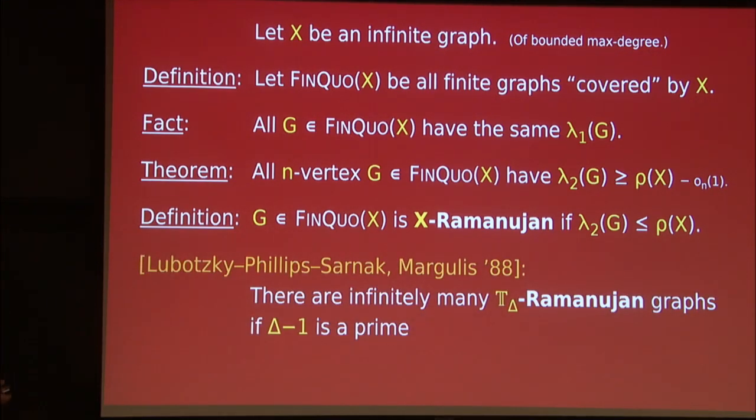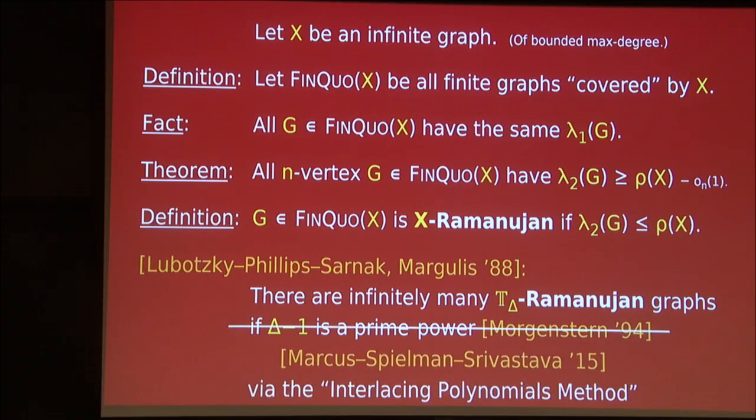OK, so Lubotsky, Phillips and Sarnak, and Margulis in 1988 showed that when X is the infinite delta regular tree, there are infinitely many X Ramanujan graphs, at least when delta minus 1 is a prime. So they constructed infinitely many delta regular graphs whose second eigenvalue is bounded by 2 root delta minus 1. So that was awesome. And then this was extended to delta minus 1 being a prime power by Morgenstern in '94.